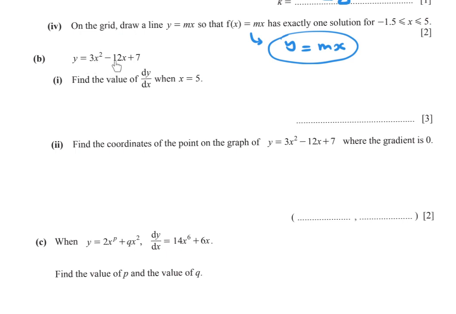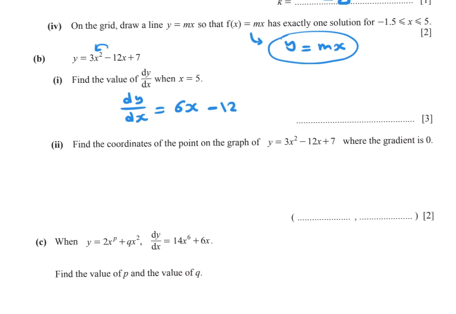y equals 3x squared minus 12x plus 7. Find the value of dy over dx when x is 5. So we need to find the derivative, dy over dx, then substitute x equals 5. Can you find dy over dx? The derivative of 3x squared: multiply 2 by 3, so 6x. Negative 12x, the derivative is negative 12. And the derivative of 7 is 0.